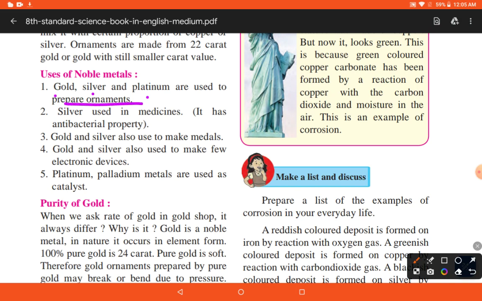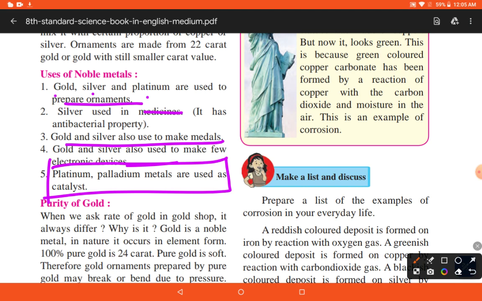Now silver has some antibacterial property, so it is also used in medicines. And gold and silver are used for electronic devices, and as catalysts. Platinum and palladium are used as catalysts.